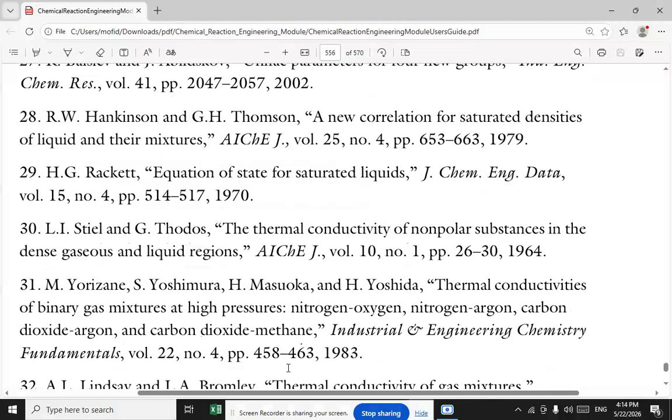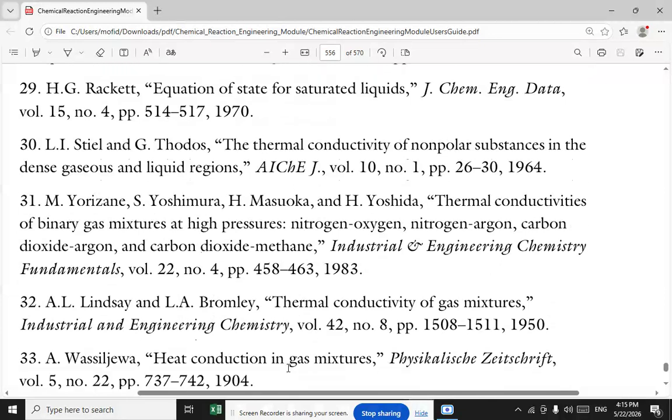The next one was written by Rackett. The name is Equation of State for Saturated Liquids. The next one was written by Touloukian. The name is The thermal conductivity of nonpolar substances in the dense gas and liquid regions.